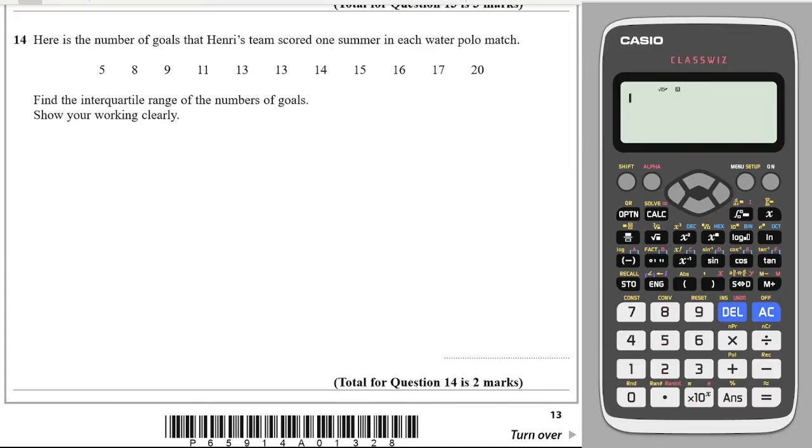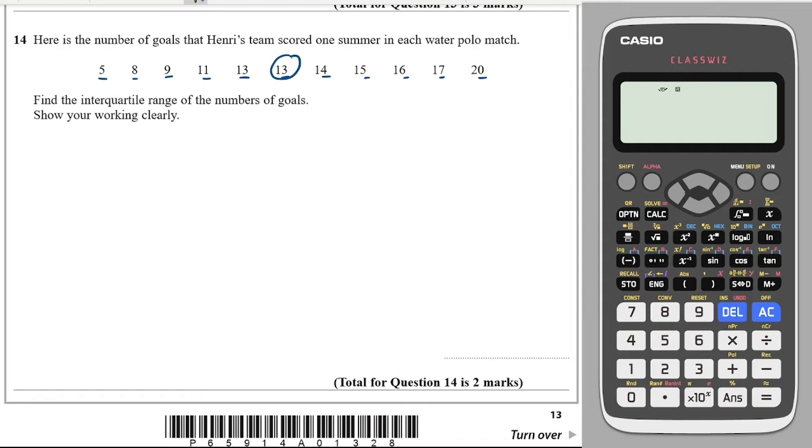Interquartile range. Oh, what a horrid question. But luckily, actually, they've put them in order for us, which is very nice of them. And I bet you there's going to be an odd number of numbers. 1, 2, 3, 4, 5, 6, 7, 8, 9, 10, 11. Perfect. Okay, so the median is the number in the middle, which will be the 6th number, 13.